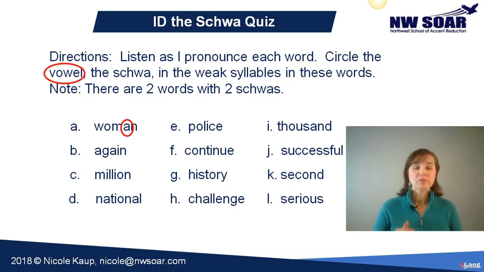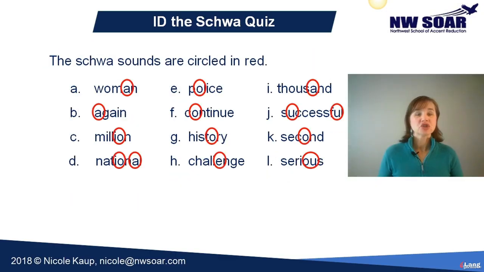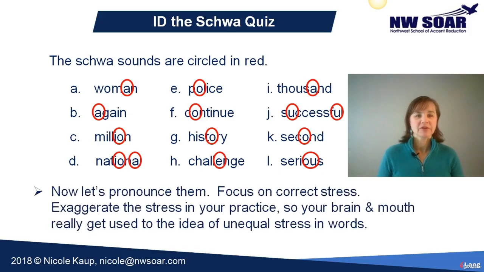So if you need to, please stop here and return to the beginning of this section and listen again and again until you're confident in your answers. Are you ready? On the next slide are the answers. The schwa sounds are all circled in red. Now let's go ahead and pronounce them together.